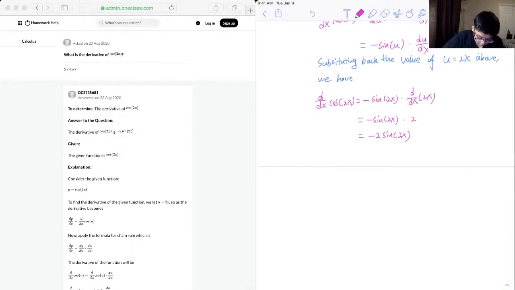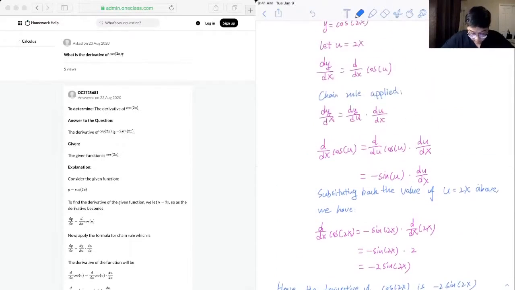So, in our conclusion, we can say hence the derivative of cosine 2x is negative 2 sine 2x.